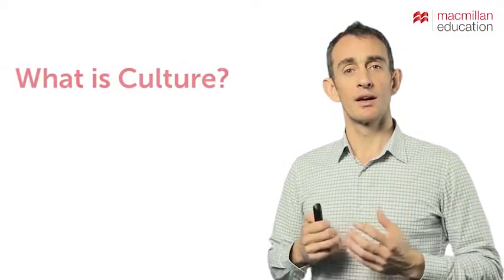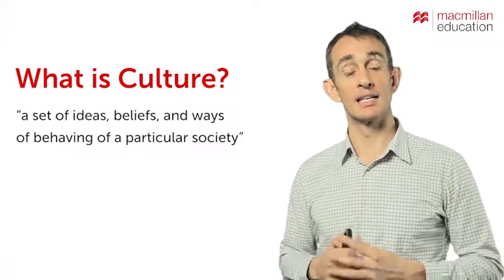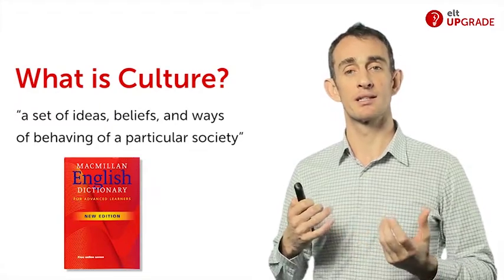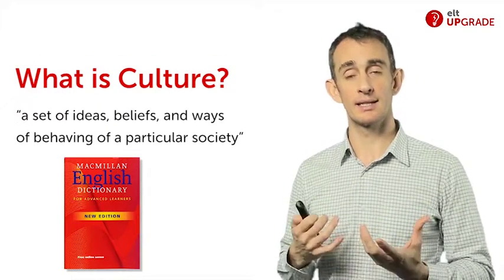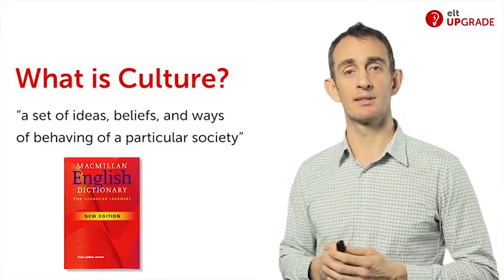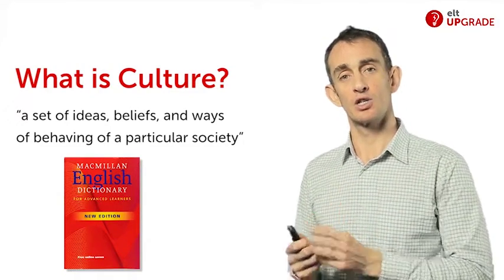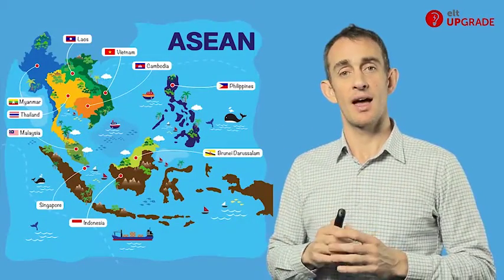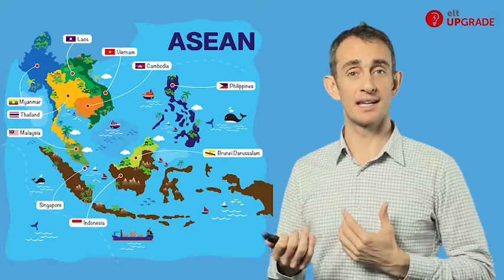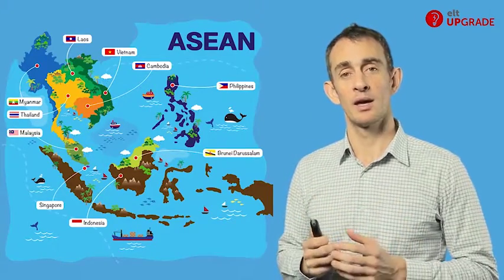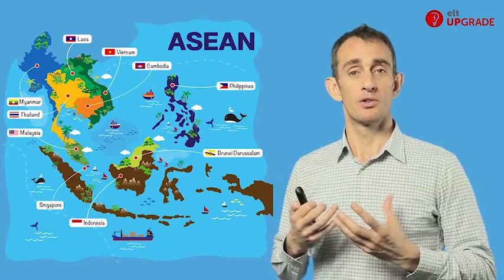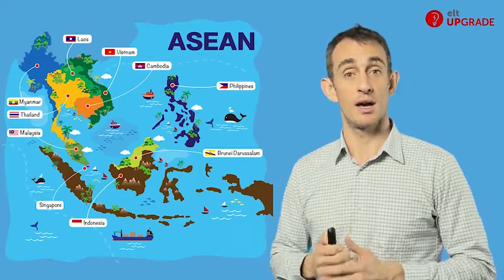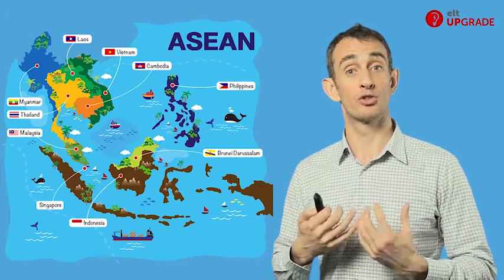So what is culture? Here we can see a definition from the Macmillan Dictionary. Culture is a set of beliefs, ideas and ways of behaving in a particular society. So we saw from that ASEAN map, all those different 10 countries have their own set of beliefs, ideas, and ways of behaving. So it's a matter of helping students from a particular country to start realizing that different countries have different cultures to their own.